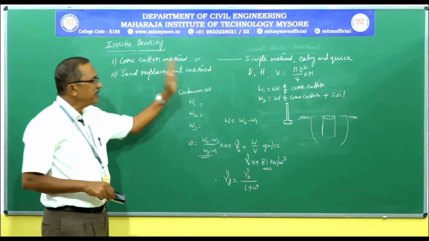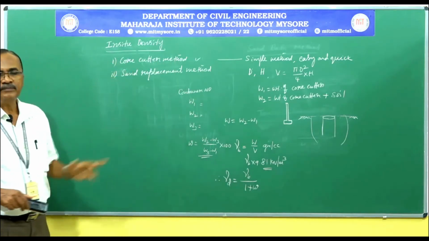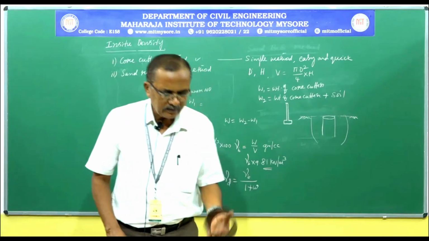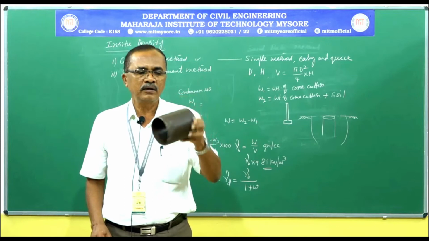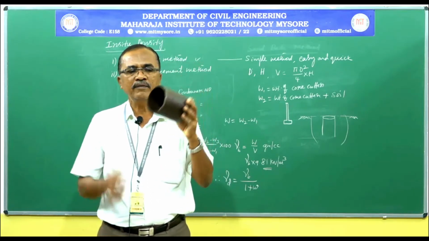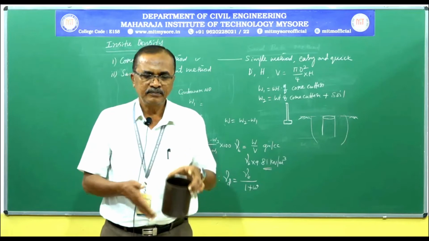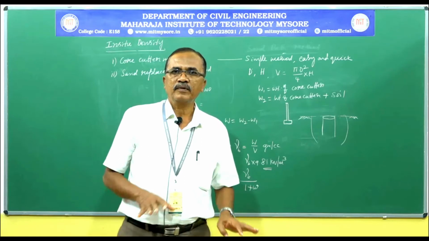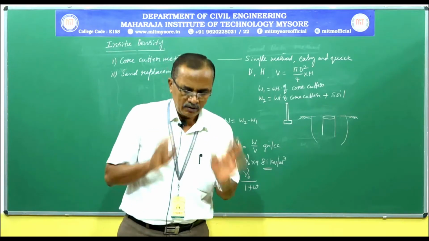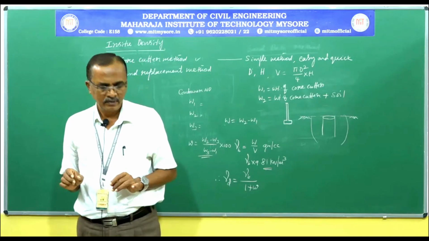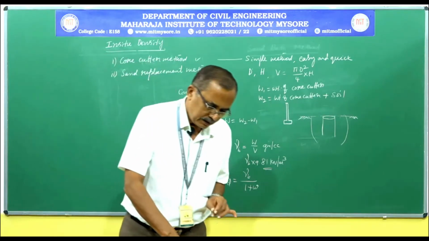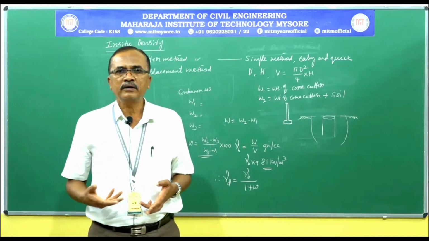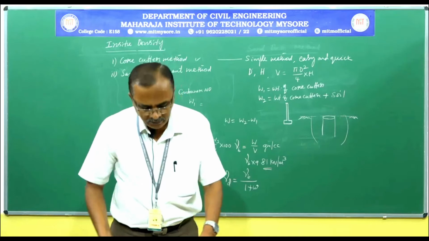Then, the suitability of the core cutter method. The core cutter, as we have seen, is a cylindrical steel core cutter having a sharp cutting edge and a blunt edge. We simply drive this core cutter into the soil using a suitable weight of rammer. And after driving, we remove the core cutter. We take out the core cutter along with the soil.